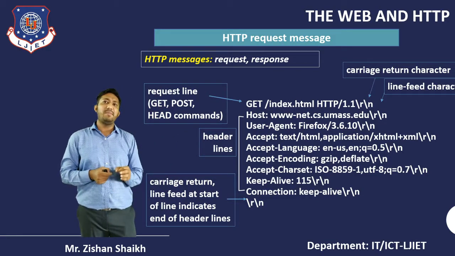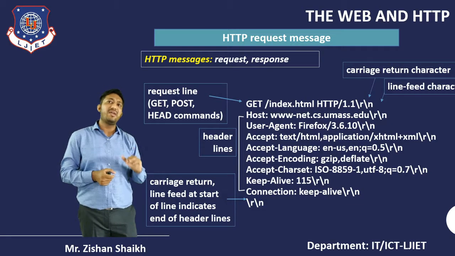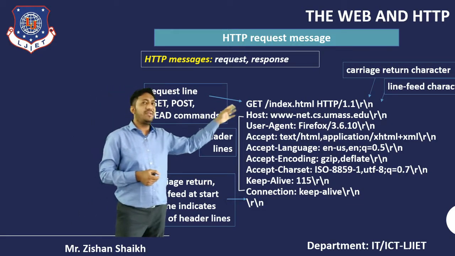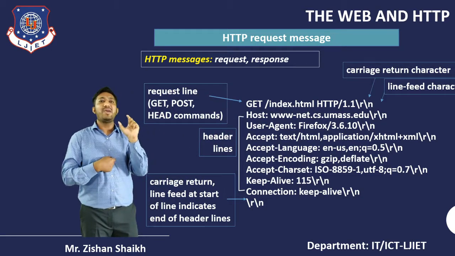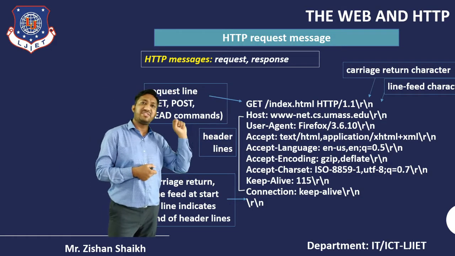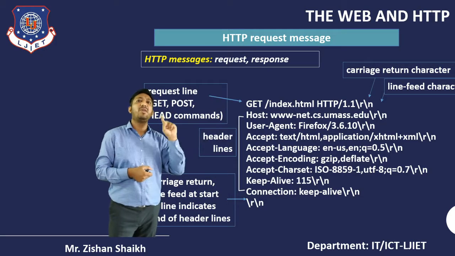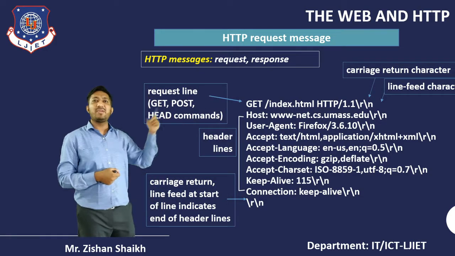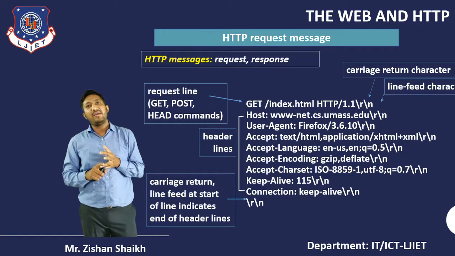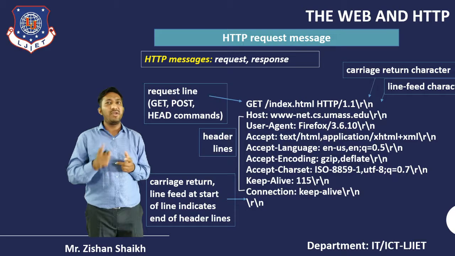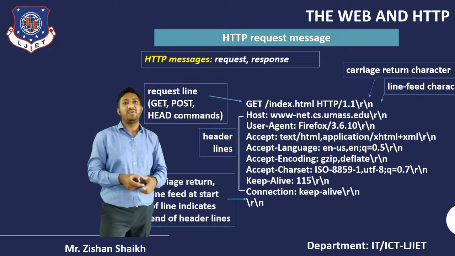index.html is the server file name for which we are requesting. Then you can see HTTP/1.1. Here we are telling that we are using the HTTP protocol, and the version of that protocol is 1.1. So using the request line, we are telling that the message type is GET, my requested file name is index.html, and I am using the HTTP protocol version 1.1.